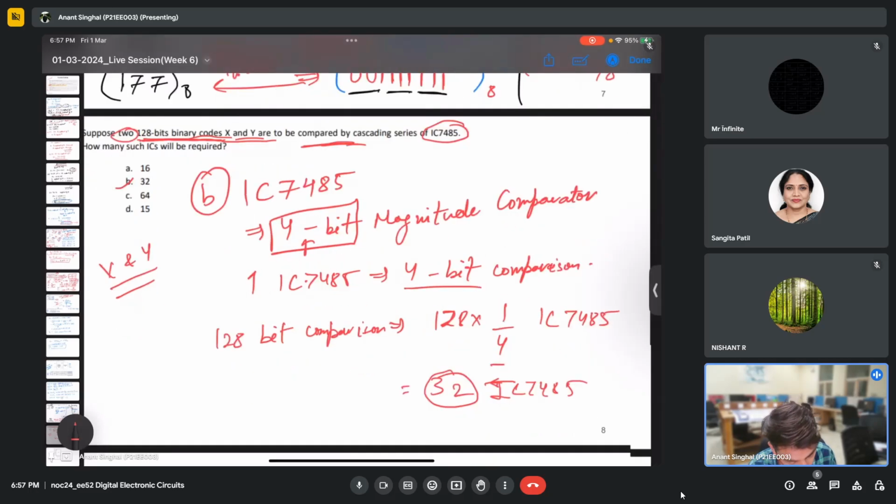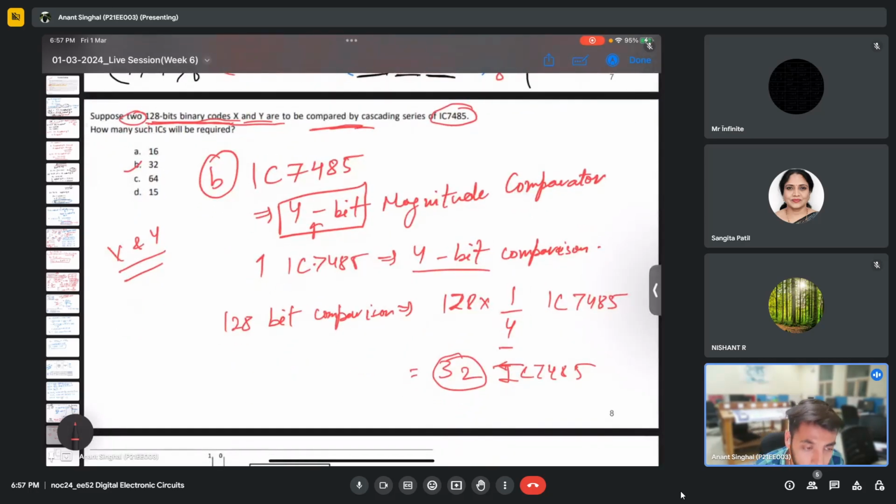I hope there is no doubt in this, because this was a direct question. Is there any doubt? They're telling two 128-bit numbers, so you need to compare two numbers, right? This is a 4-bit magnitude comparator, meaning X and Y will be 4 bits each. Then only it will work. So is it clear to everyone?